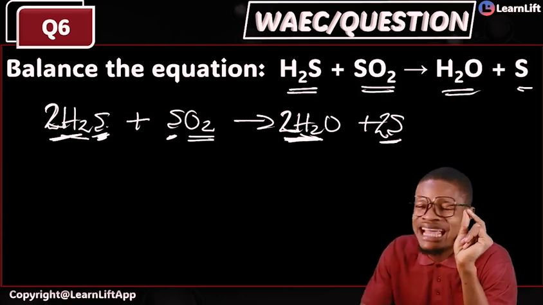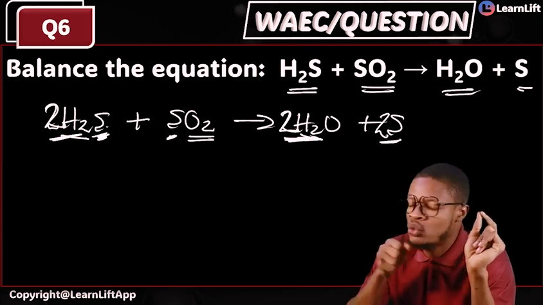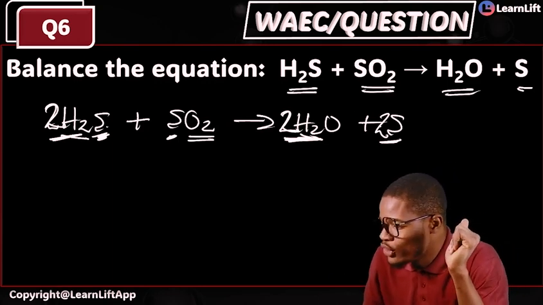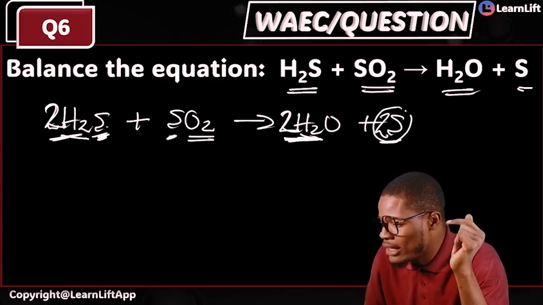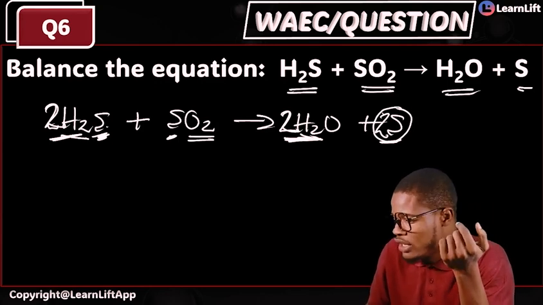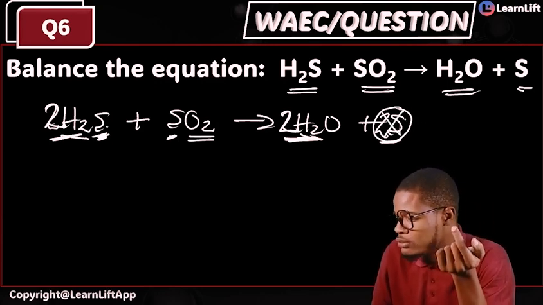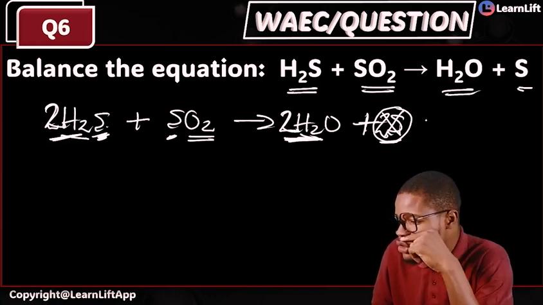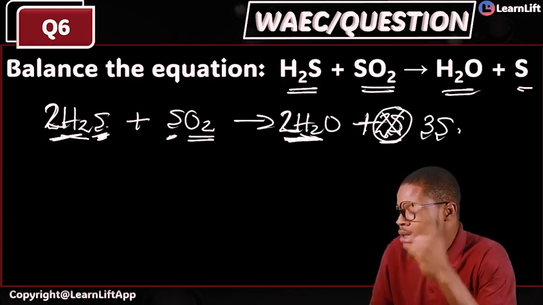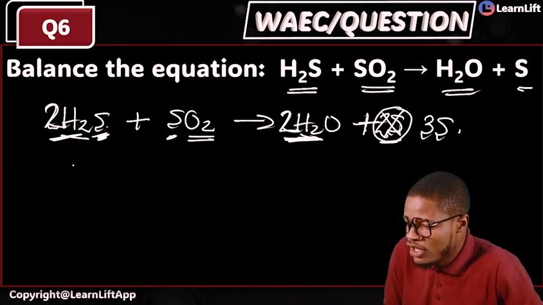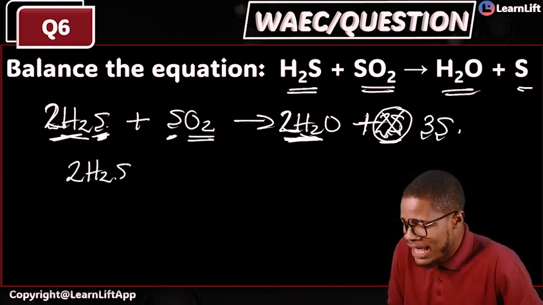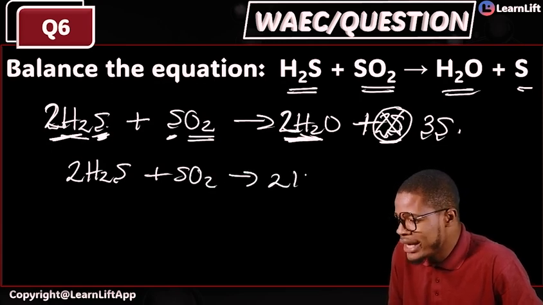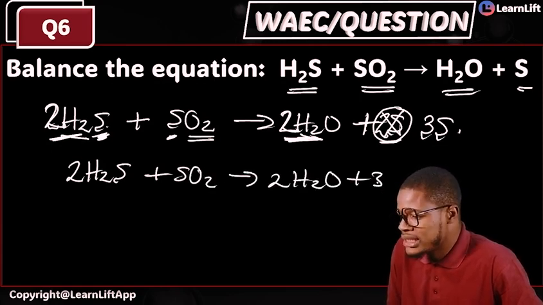Because on the reactant side, sulfur is 2 plus 1. That's 3. On the product side, it is 2. So to balance it now, you see, I need this sulfur 2S to be 3. So if I am to take this out, it will just be plus what there? Instead of 2S, can I just use plus 3S there? Well, let's rewrite everything. It will give me 2H2S plus SO2 to give me 2H2O plus 3S.